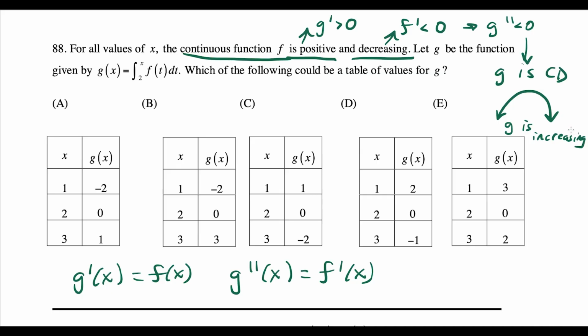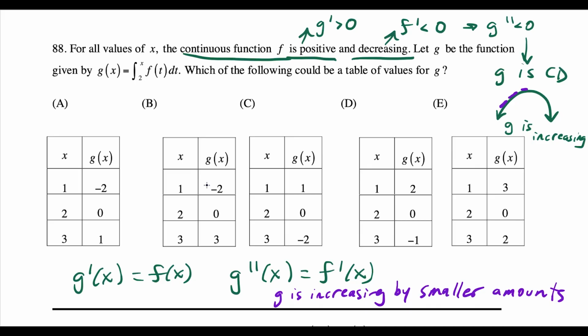Well, if g is increasing and concave down, that means it's going to increase, but by smaller and smaller amounts, because on a concave down curve, the slopes are getting smaller and smaller. So g is increasing, but what we're looking for is that g is increasing by smaller amounts each time. So once we look for that, that's going to give us the answer right away.